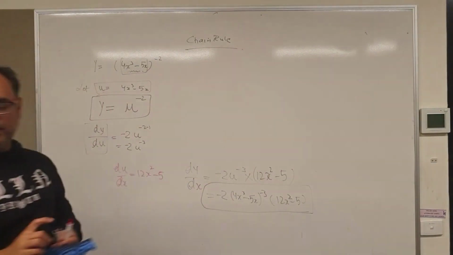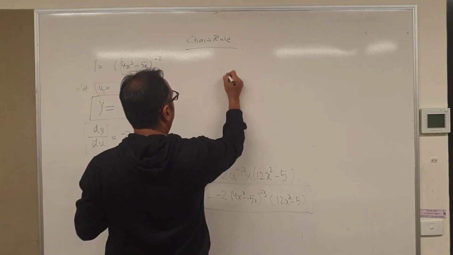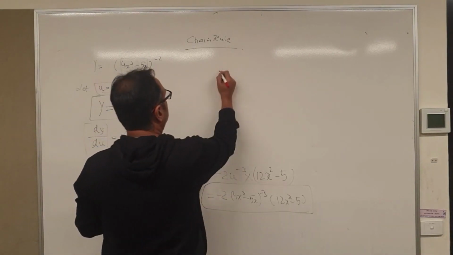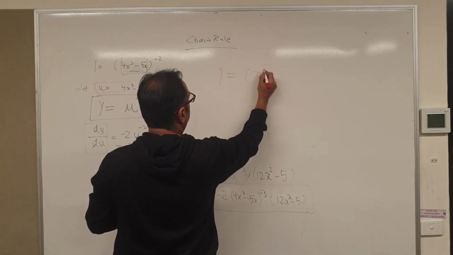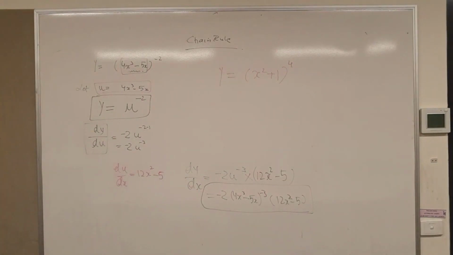Can you find y equals x squared plus 1, raised to the power of 4? Y equals x squared plus 1, raised to the power of 4. Can you find the derivative of this one, please? I will match the answers then.